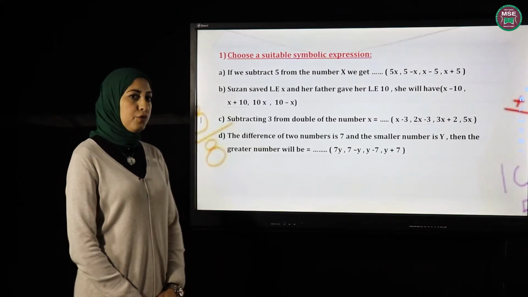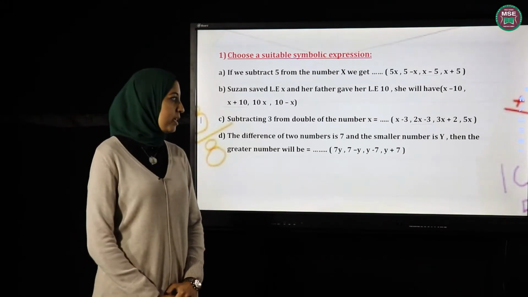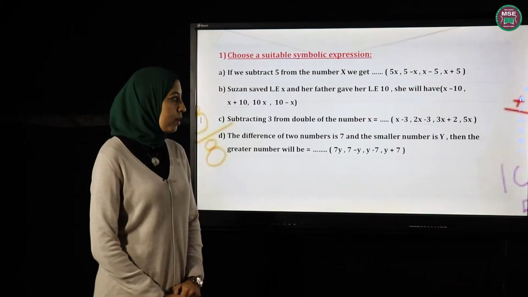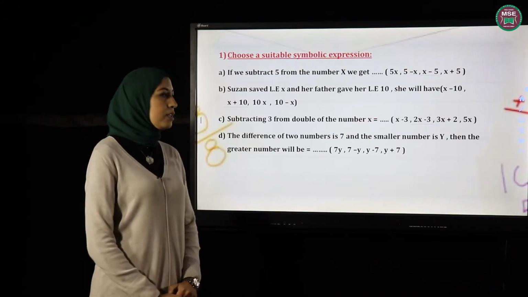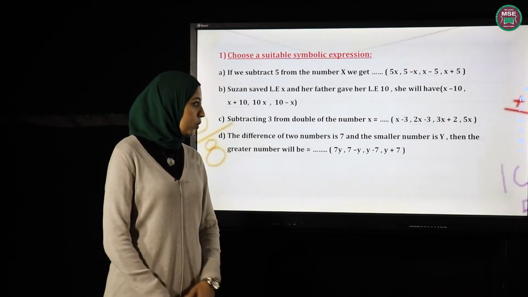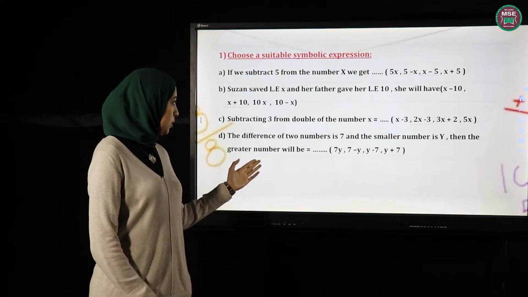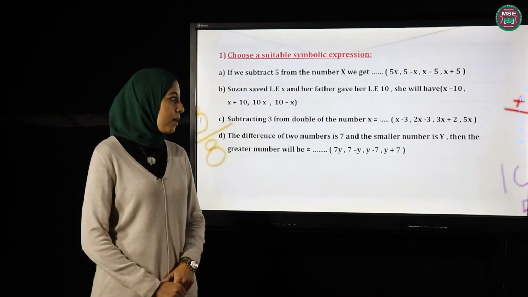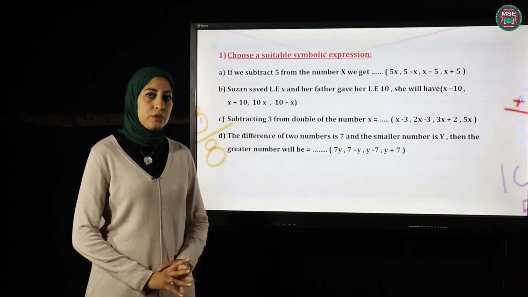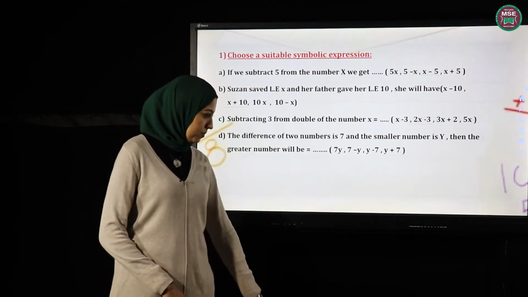Number D, the difference of the two numbers is 7. The difference between them is 7. And the smaller number is y. Then the greater number will be what? Will be y plus 7. Because he told me the difference between them is 7. The smaller is y, so the greater will be what? Will be y plus 7.